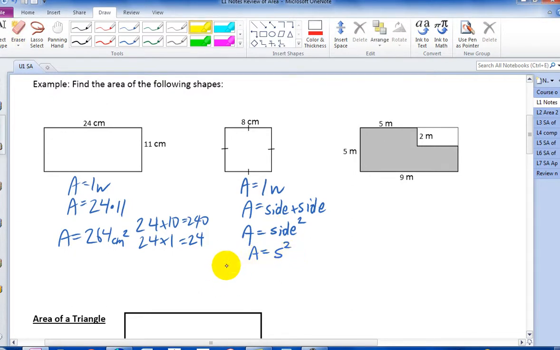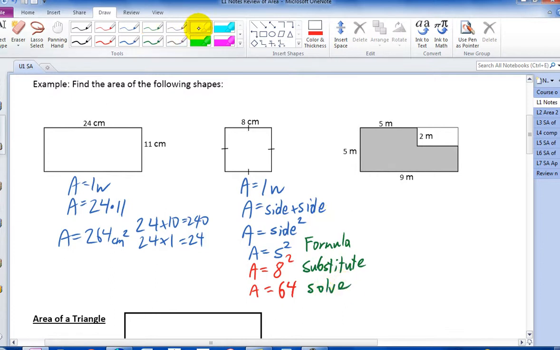Okay. And of course, you do that with Pythagoras. Remember that good old stuff? So area equals 8 squared. Substitute in. And then solve, 64. So in math, we often call this FSS. Formula, substitute, solve. So if you only say FSS, just some simple basics showing your work.